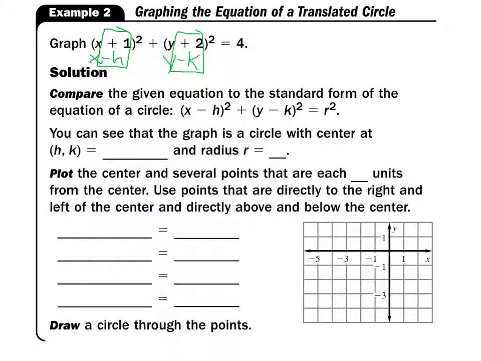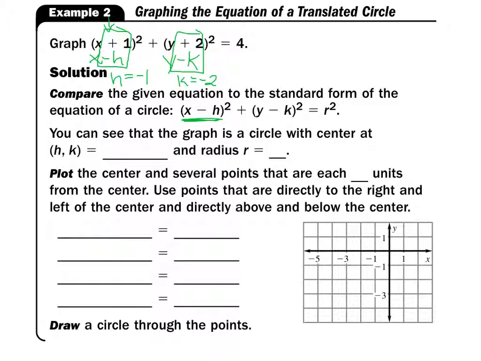Because the standard form is x minus h, it's always going to take the opposite sign of whatever is inside the parentheses. So if it says x plus 1, that means that negative h is equal to 1, so h must be equal to negative 1. And because negative k is equal to 2, that means that k is equal to negative 2.